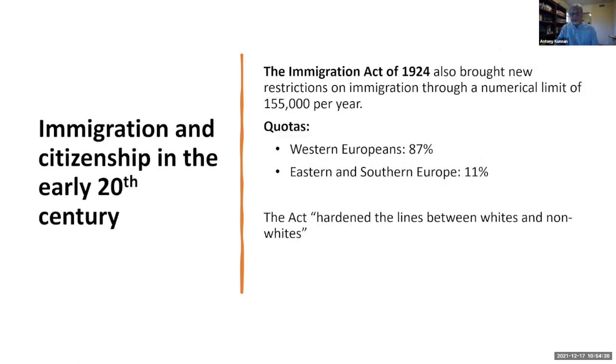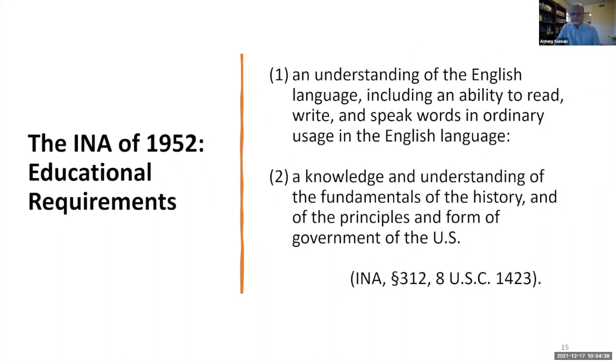But the Immigration Act of 1924 also brought new restrictions on immigration through a numerical limit of 155,000, typically in the form of a quota. The Western Europeans got 87%, Eastern and Southern Europeans got 11%. So this act hardened the lines between whites and non-whites.